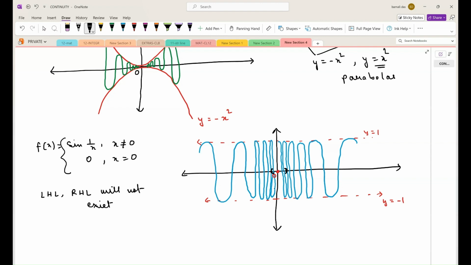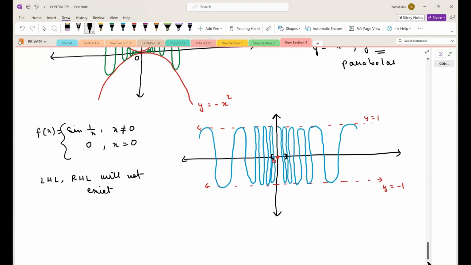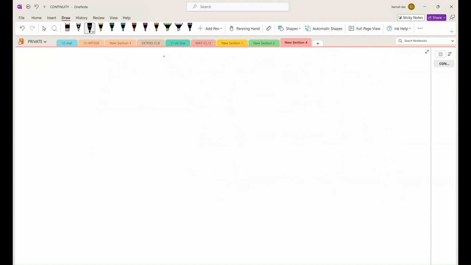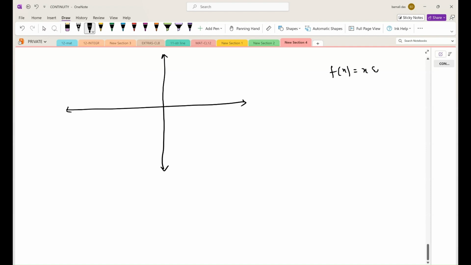So in order to discipline the function, we bind it between two parabolas. Not only parabolas, we can bind it by two straight lines also. For example, if you consider the function f(x) equal to x sine 1 by x when x not equal to 0, and 0 when x equal to 0. Now for this function, you are binding it by two straight lines. Let's see what the two straight lines are. Let me show the calculation.